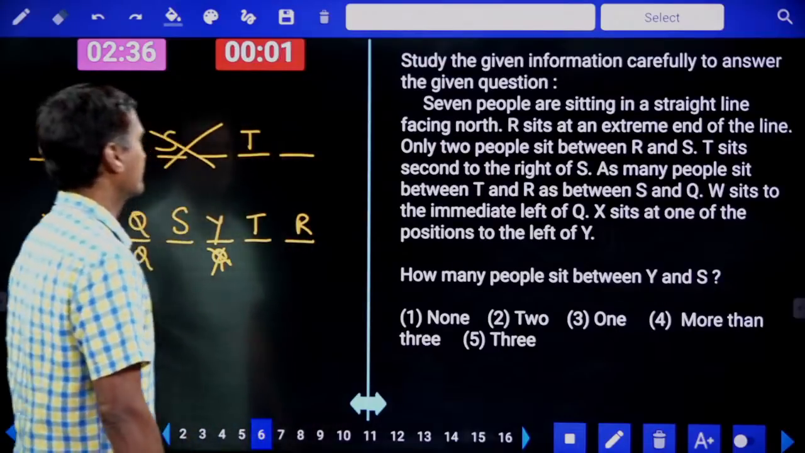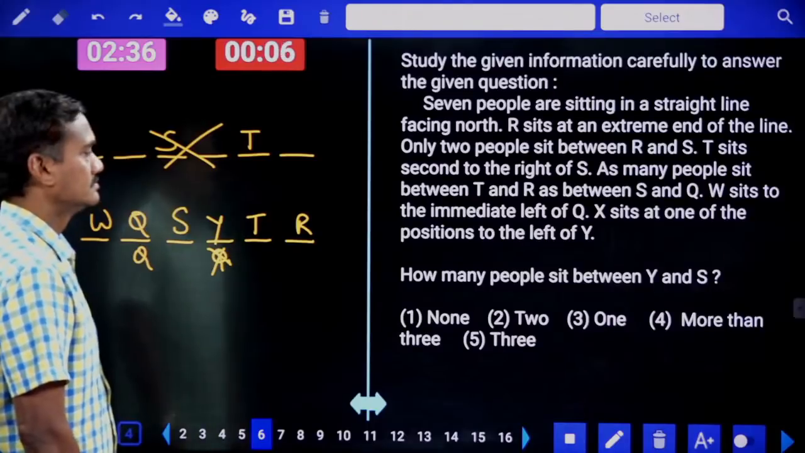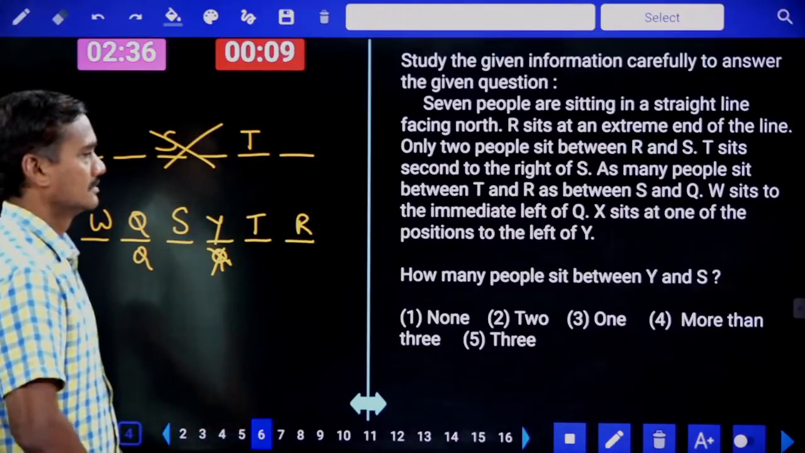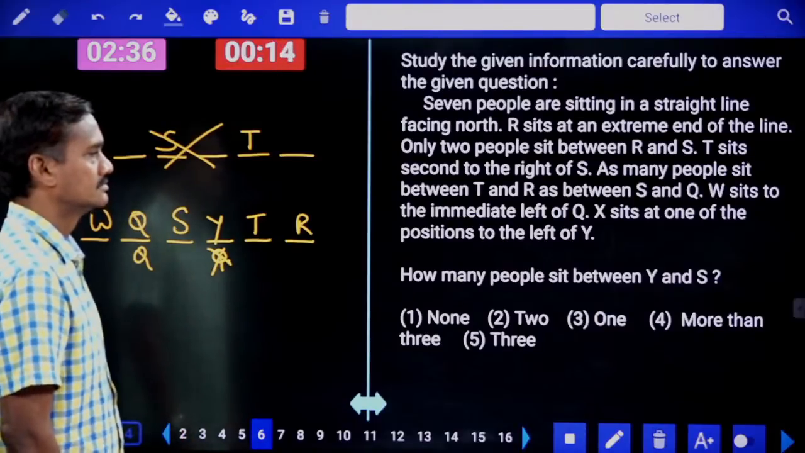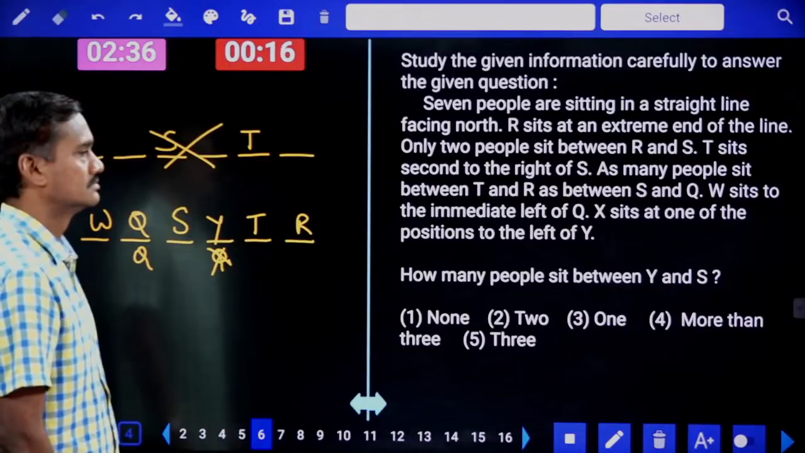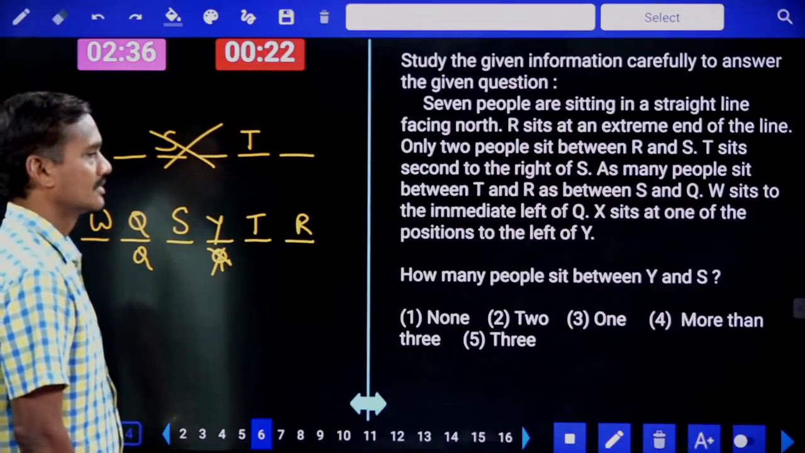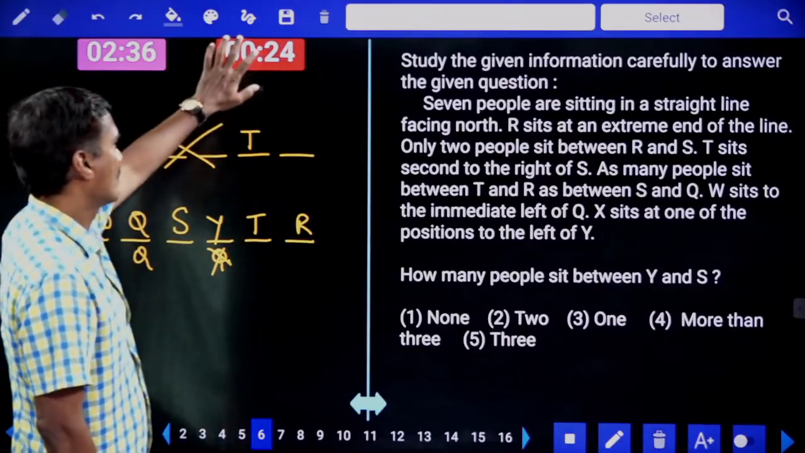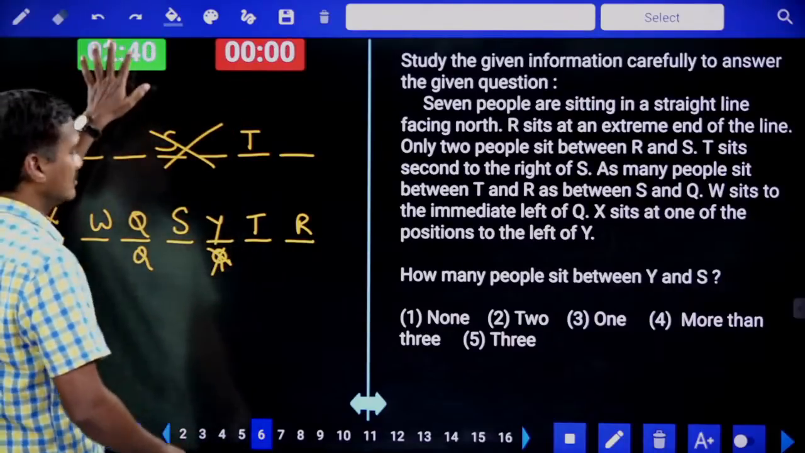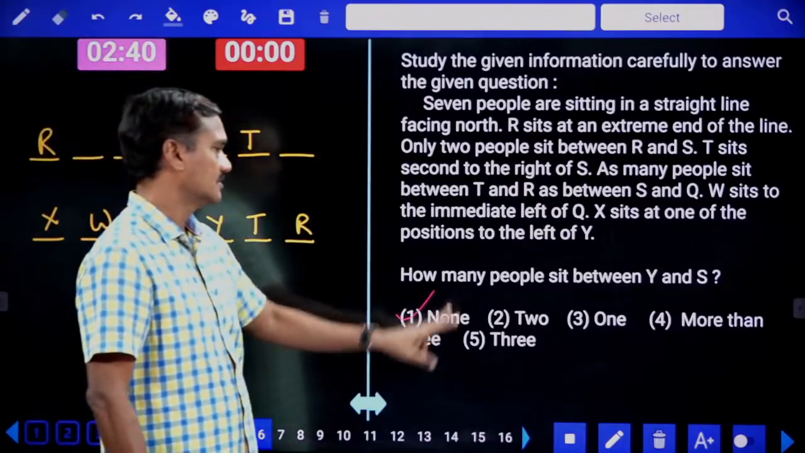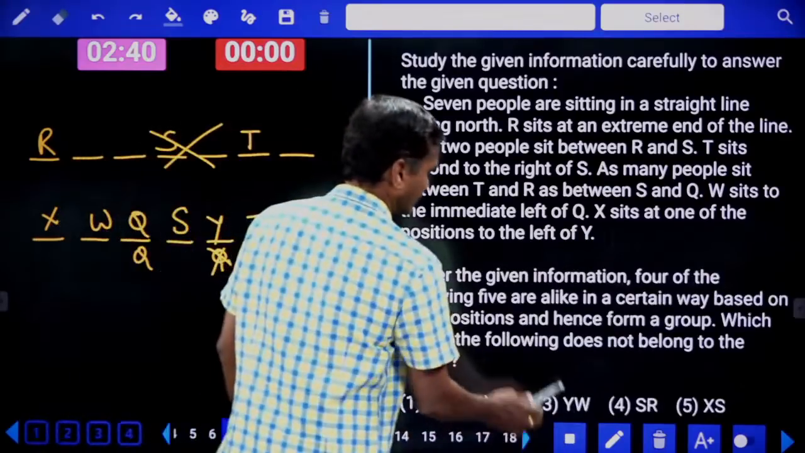Then question number 6. Yes, any answer to this one? Now, how many people sit between Y and S? In between Y and S, they are adjacent to each other, 0. There is no one. Choice 1 is the answer. None of them were seated in between these two. They are adjacent to each other. Question number 6.